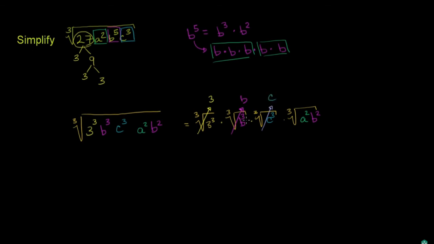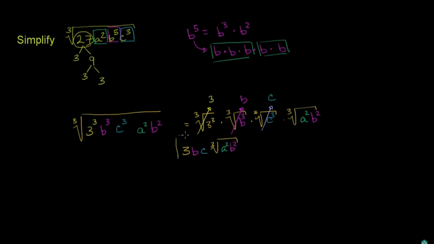So our whole expression has simplified to 3 times b times c times the cube root of a squared b squared. And we're done.